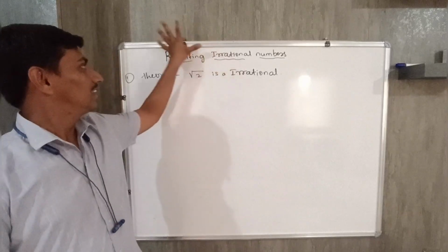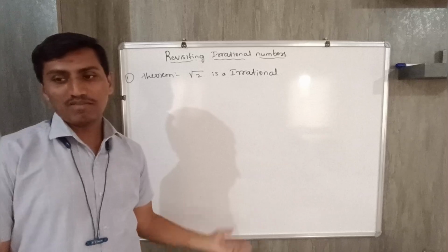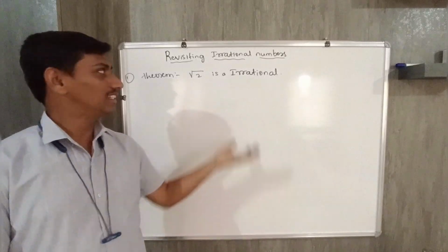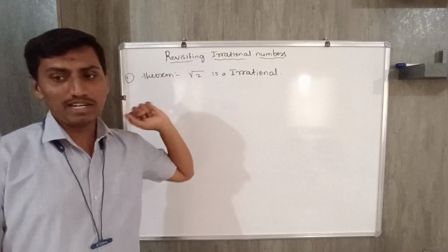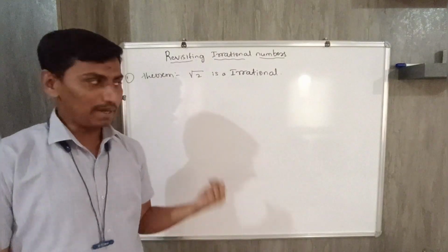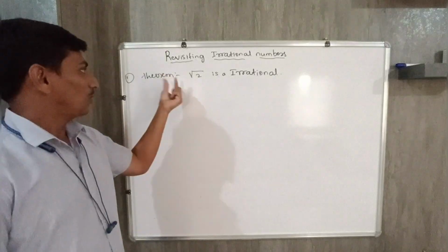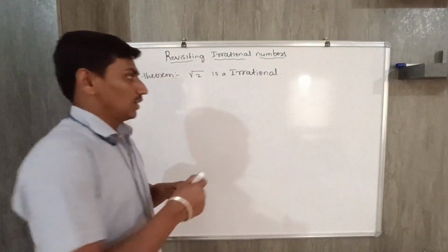Today we will see revisiting irrational numbers. The topic is real numbers, this is the second exercise. Irrational number means it is not in the form of p by q. Let us see how to prove root 2 is irrational.